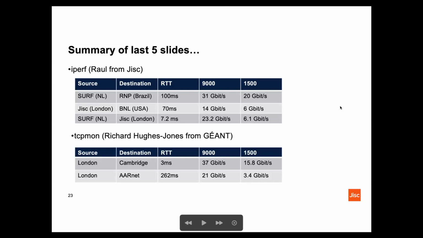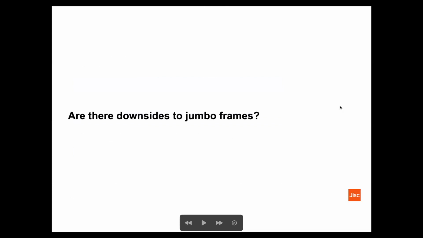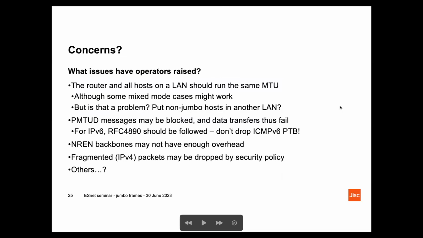So there's clear advantage. So that's the advantage potentially, but what are the downsides? Are there downsides? That's something we can obviously discuss. And you have discussions with people at sites that have concerns. They're generally aware that the router and all hosts on our LAN should run the same MTU. You can sometimes get away with a mixed mode case, but it's generally advised to keep the same MTU for anything in the same broadcast domain. And it should be possible to put the non-jumbo hosts in a different network.